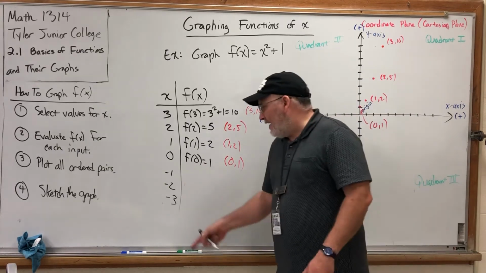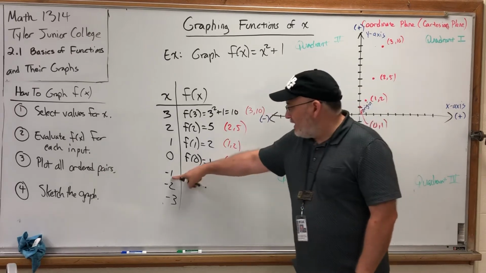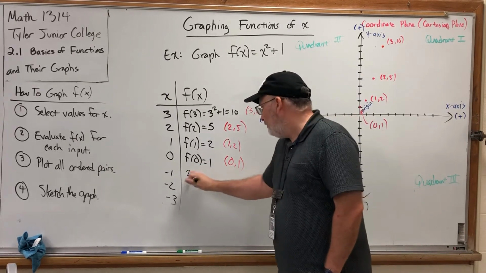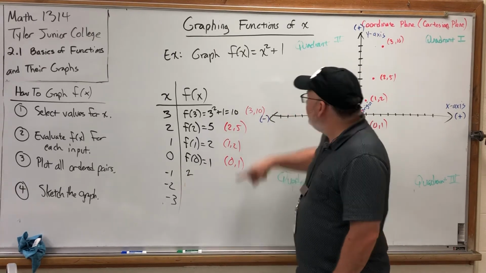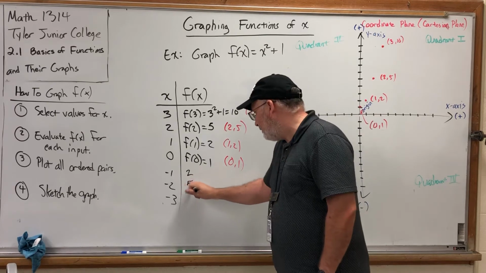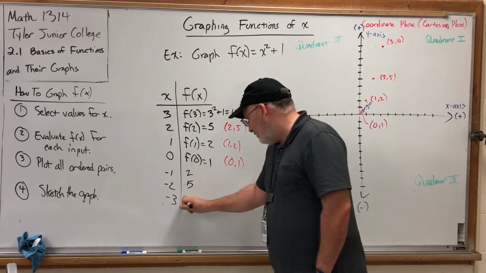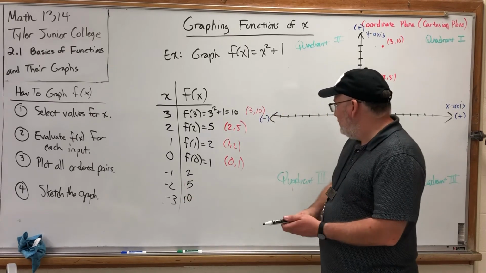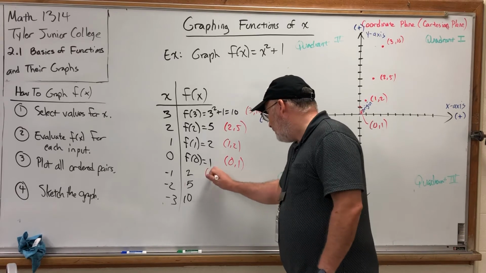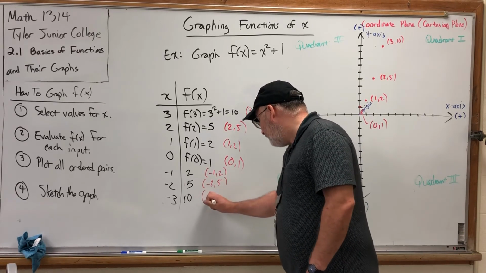Let's go ahead and just evaluate the function at these last 3 inputs, starting with negative 1. Negative 1 squared is 1, and then add 1 to get 2. Now negative 2. Negative 2 squared is 4, plus 1 is 5. And then negative 3 squared is 9, plus 1 is 10. I got all these answers already. That's okay. Y values can repeat in a function. (-1, 2), (-2, 5), (-3, 10).